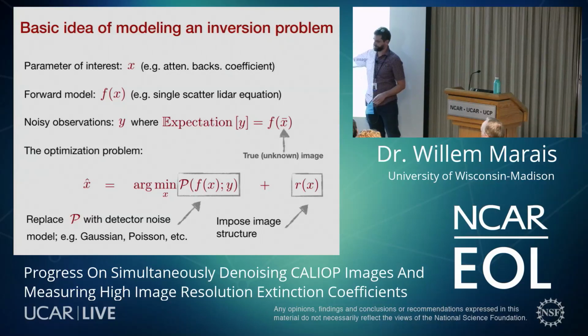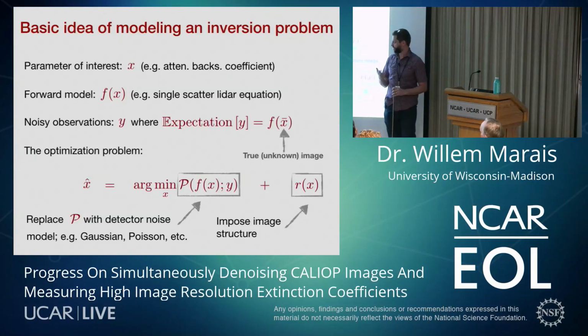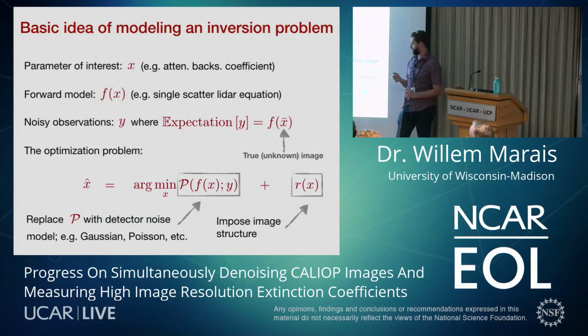Then we have our noisy observations, and we assume that the expectation of the noisy observation is approximately equal to the single scatter lidar equation parameterized by the true image that we're trying to infer.